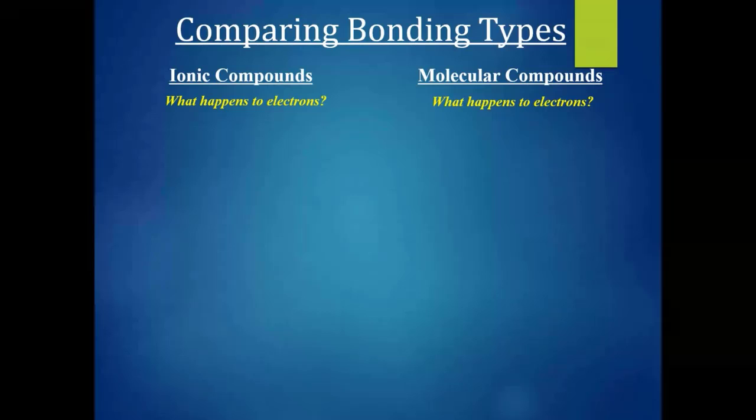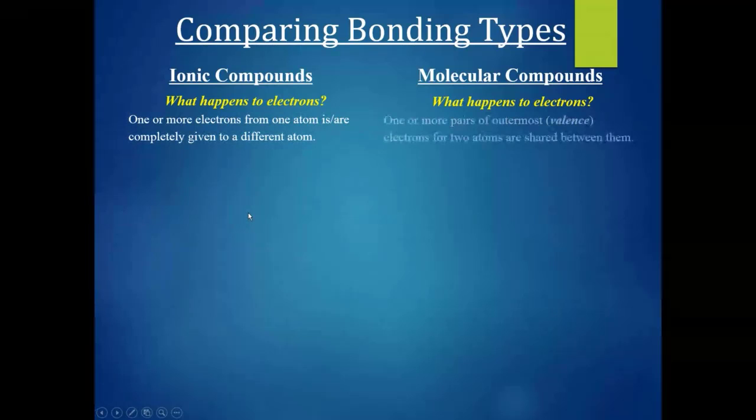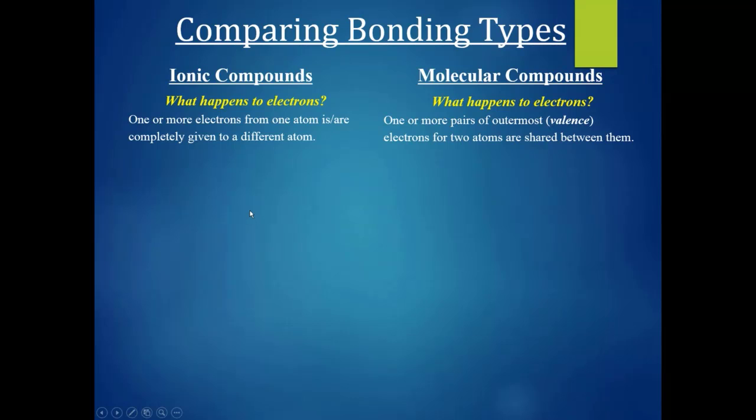Very good. What happens to electrons in molecular compounds? An electron is just completely shared between the two. Yeah, a pair of electrons or more than one pair of electrons is shared between the two atoms. Exactly. So that's the biggest difference between ionic and molecular. One completely gives the electrons, the other shares them.